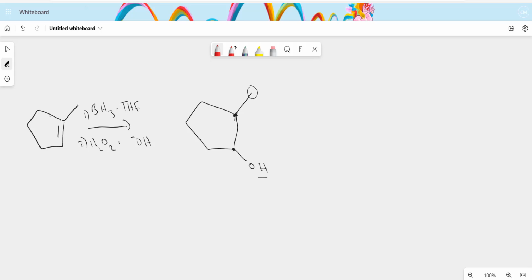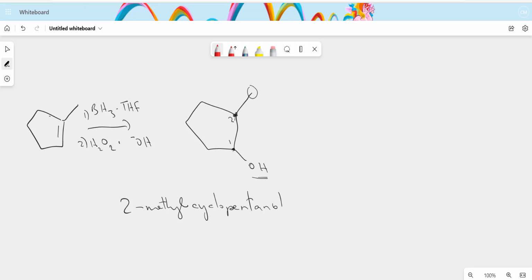The hydroxyl group is higher priority, so this is a cyclopentanol, and now it is the highest priority. I'm going to put a 1 here, and now in the 2 position is the methyl. So this is going to be a 2-methyl cyclopentanol.